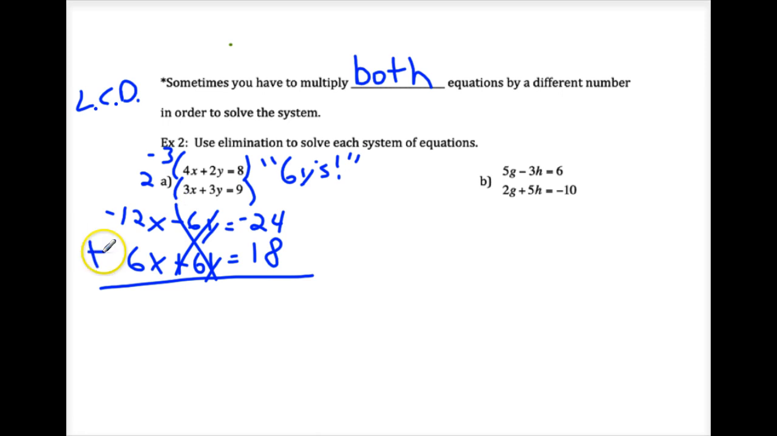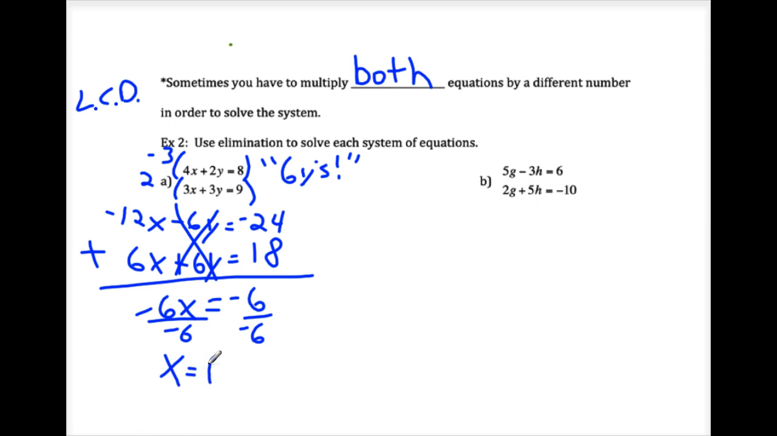Add your 2 equations together, Henry. What's left? 6x equals -6. Nice. X equals 1.